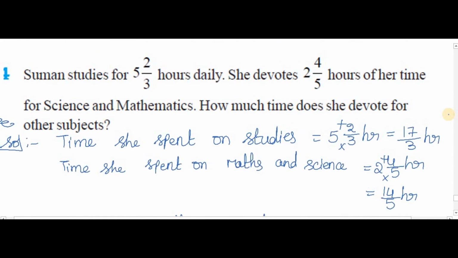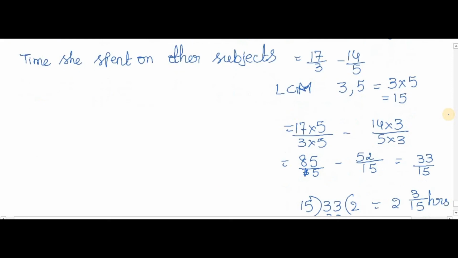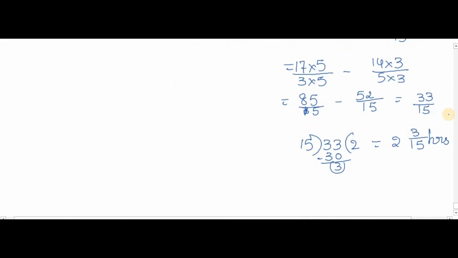So this girl, out of 5 2 by 3 hours, is spending 2 4 by 5 hours on science and maths, and the remaining hours on all the other subjects. In this way that girl has divided her subject time. Okay students, I hope you all understand today's class.